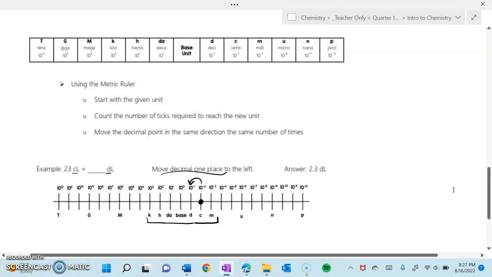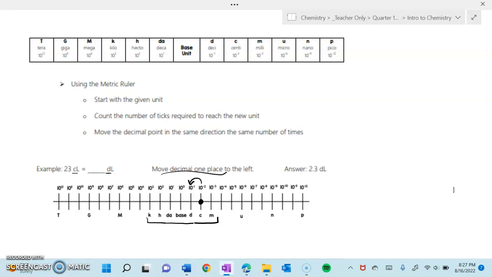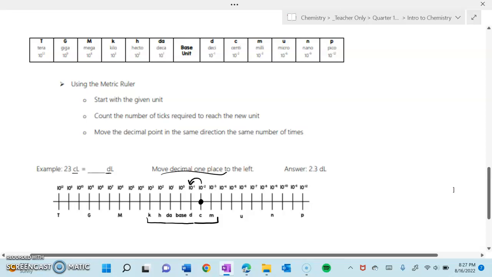Now, our original number was 23 centiliters, and we are going to deciliters. Well, remember, centi is 1/100th, and deci is 1/10th. So it makes sense that we're going to make the number smaller, 2.3 deciliters compared to 23 centiliters, because of that unit change. So we're moving that decimal. 23 does not have a decimal place written. It's assumed that it's right after the ones place. Move that decimal over and we end up with 2.3 with our new unit, deciliters.